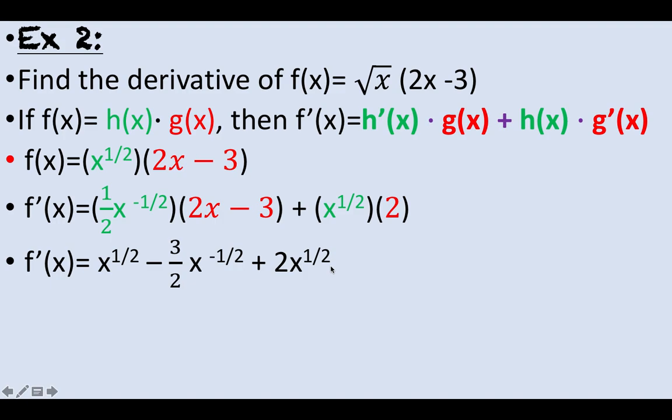Now that we hit this point, we could combine like terms. This one is the same like term as this one. So we have an imaginary 1 plus 2. And I've combined all the like terms that I could. I'm finished up until this point. Okay, so that is our product rule. That's the end of our product rule examples.